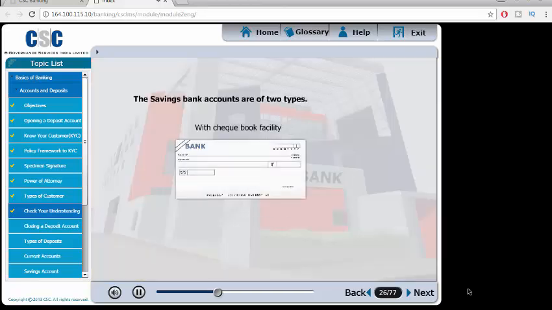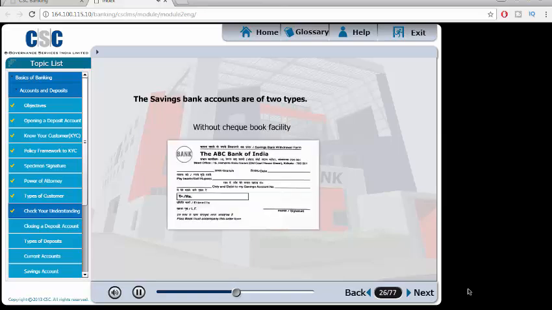Accounts with checkbook facility, in which the account holder can withdraw amount by checks drawn in favor of self or pay to other parties. Second is accounts without checkbook facility, in which the account holder can withdraw amount from his or her account only at the drawee bank branch by filling up a withdrawal form.